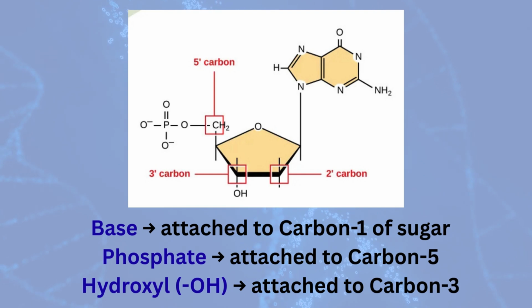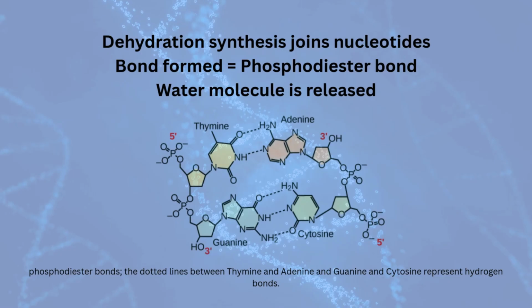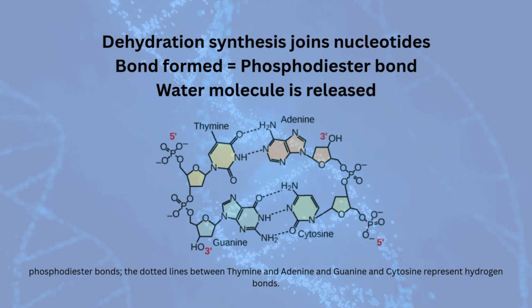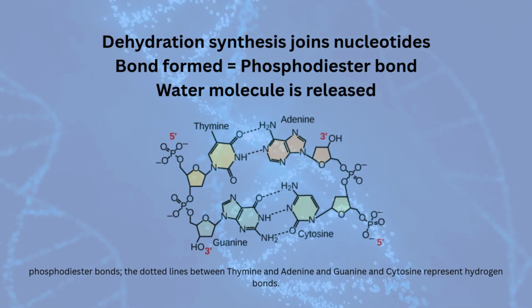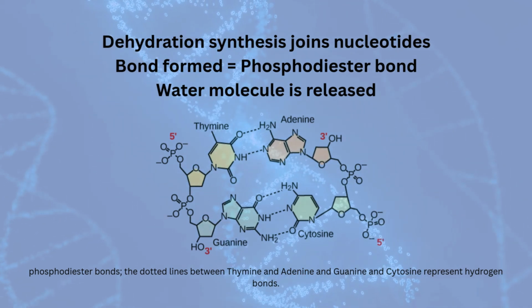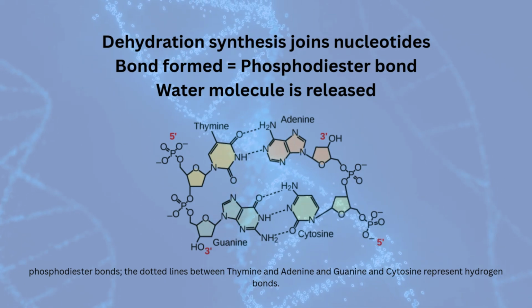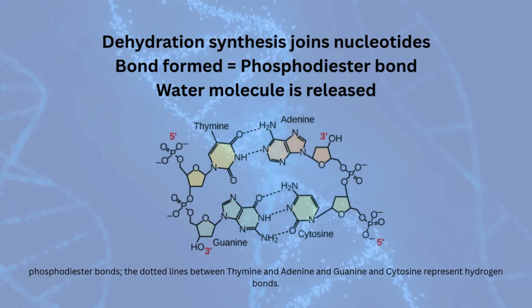Now, let's see how a nucleotide is arranged. The nitrogen base attaches to the carbon number 1 of the sugar. The phosphate group attaches to the carbon number 5 of the sugar, and there is also a hydroxyl group (OH) at carbon number 3. This arrangement is very important. Why? Because the phosphate group on carbon number 5 of one nucleotide can chemically react with the hydroxyl group on carbon number 3 of another nucleotide.